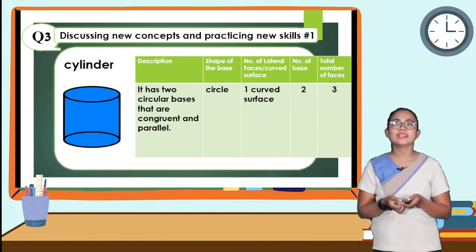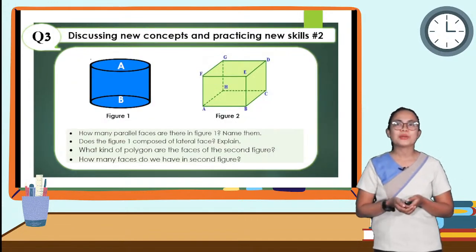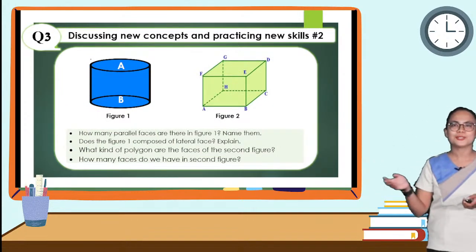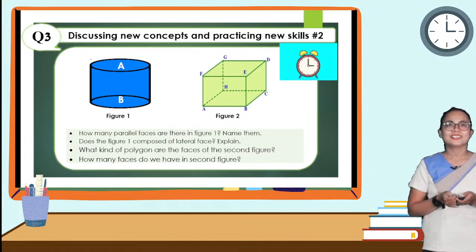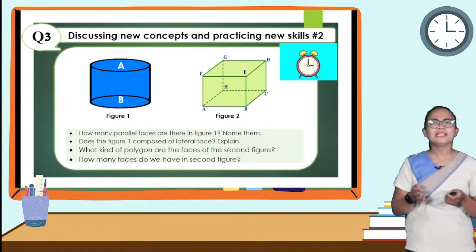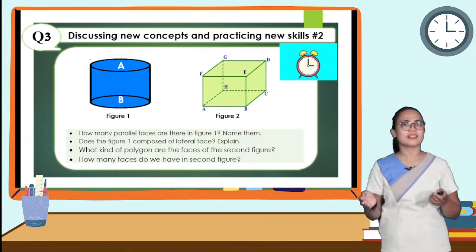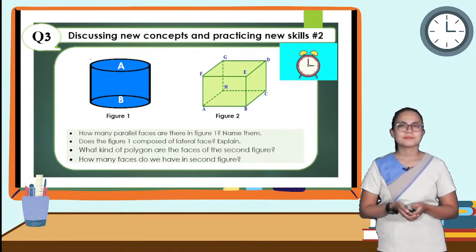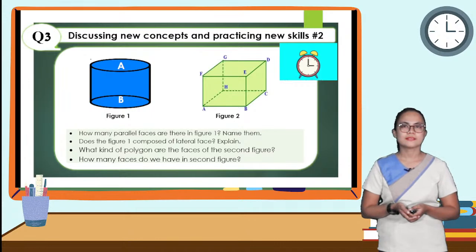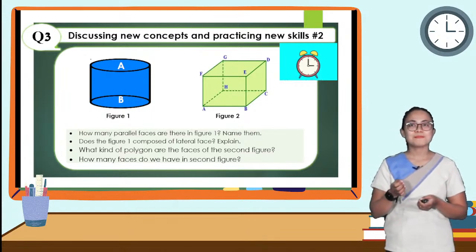Now I have here two figures, grade 6. We have figure 1 and figure 2. Let me read the 4 questions for you. Again, you have 5 seconds to answer each question. Let's start with number 1. How many parallel faces are there in figure number 1? Name them. Great! We have A and B.